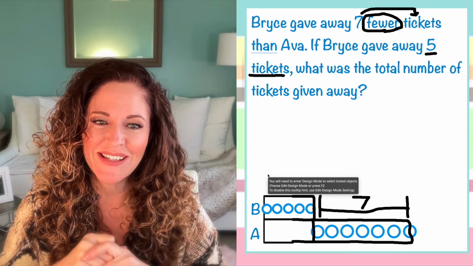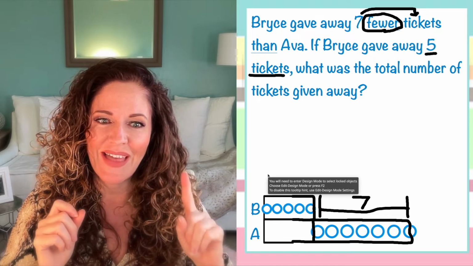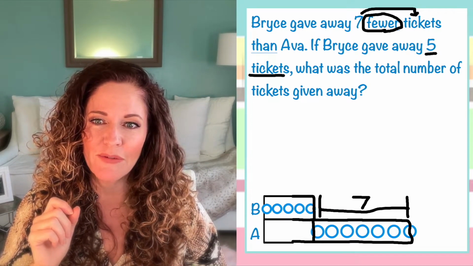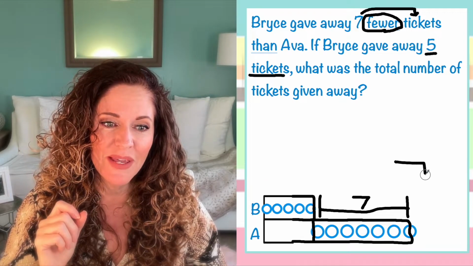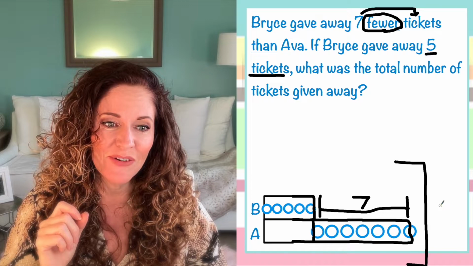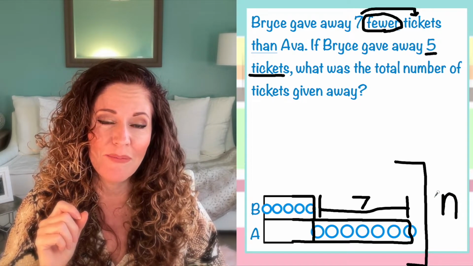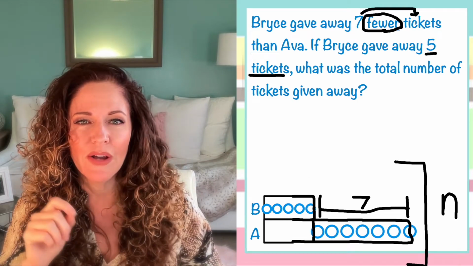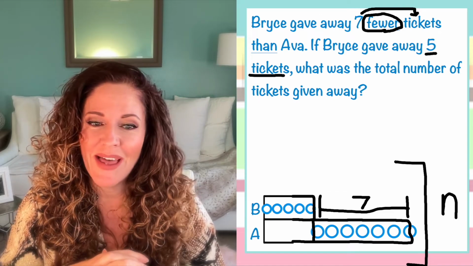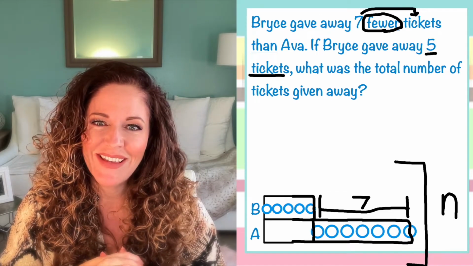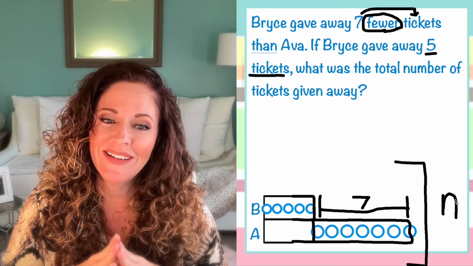Okay, now it says, what was the total number of tickets given away? That means the big question that I'm looking for is I have to actually put together all of Bryce's information and all of Ava's information to find the total number of tickets given away. I have to combine all of this. But I've got one problem. I can't combine it because I don't have all of my information. Can anyone look at my model and see what I am missing to be able to solve for n?